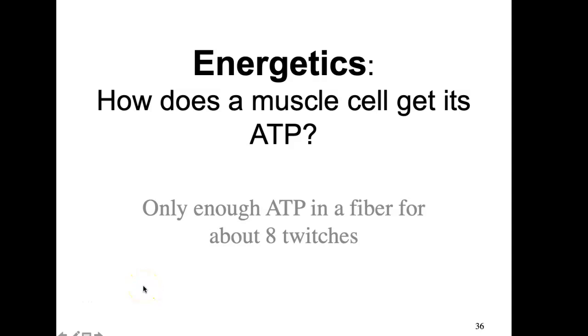We're now moving on to energetics. In other words, how does a muscle get its ATP, and what are the different forms of getting ATP for muscle? When you think that there's only enough ATP in a fiber for about 8 twitches, it's crazy that you can do all the activities that you do all day and not actually run out of ATP. So how do we do that?